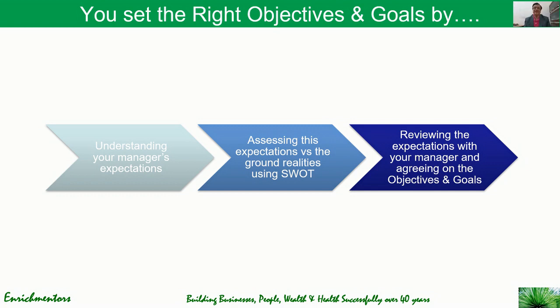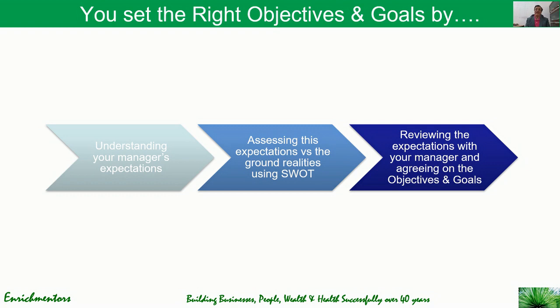The second thing would be to assess the expectation of the manager versus the ground realities using SWOT, a heavily loaded second step, and we will see how to do that. The expectation of the manager may not be right. Normally, managers' expectations can be high because they also want to stretch you, right? But you need to see that you are setting realistic, SMART goals: specific, measurable, realistic, ambitious but still achievable, and time-bound. So we need to check against the ground realities, and that can be done using the SWOT.